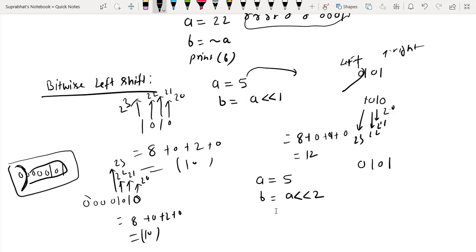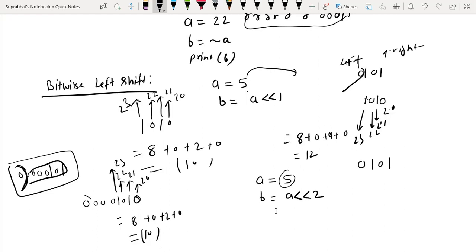In this way, you have to be clear about one thing: if I am doing left shift, if I am using a equals 5, and I did left shift 1, what is the output? 10. It means left shifting gives multiplication by 2. 5 left shift 1 gives 10, and 5 left shift 2 gives 20. Then 5 left shift 3 will multiply again. It works as a multiply operator.